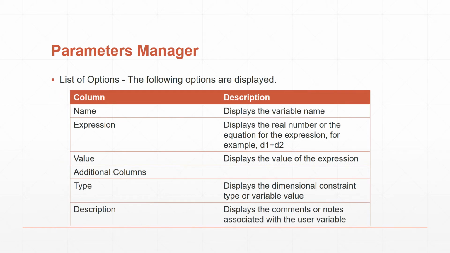So for example, here are some of the examples that you're going to see. You're going to see the name, and if you make an expression, for example, if you want to add a couple of dimensions together to produce another, you can make them dependent on each other. So you'll get a value and a type, what type it is, and a little description of what the variable is associated with.